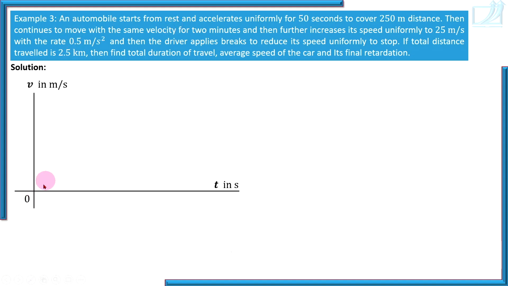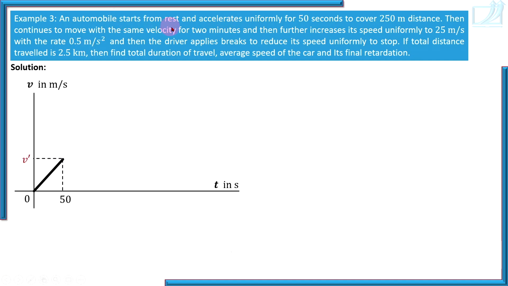Automobile starts from rest, that means initial velocity is 0, accelerates uniformly for 50 seconds, means velocity increases uniformly for 50 seconds. So show that inclined straight line, velocity increasing uniformly up to 50 seconds. So this time is 50 seconds. Now what is that velocity reached? We don't know. So label it immediately, V dash.